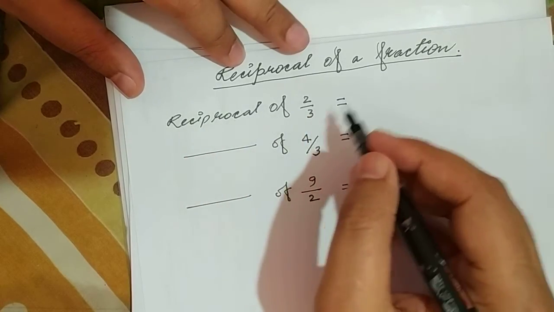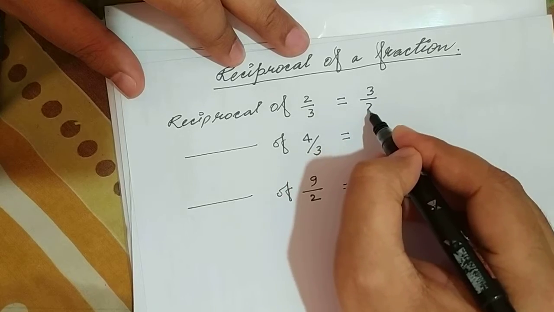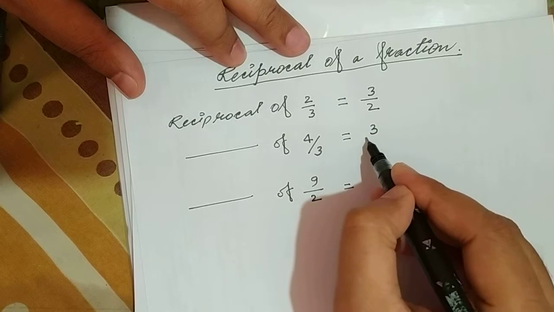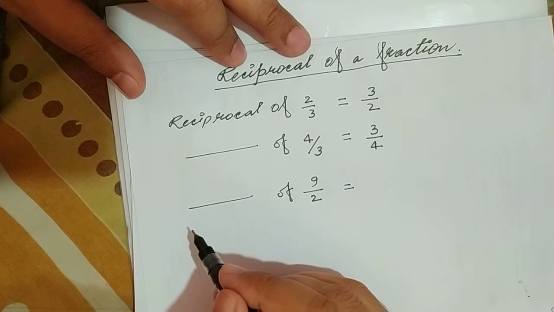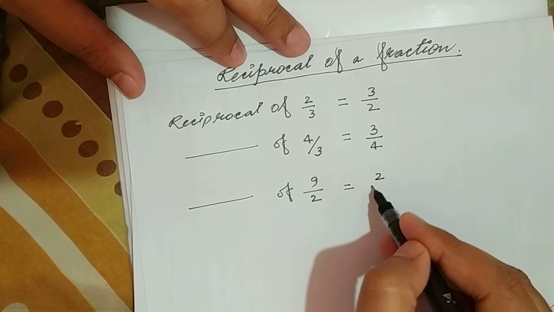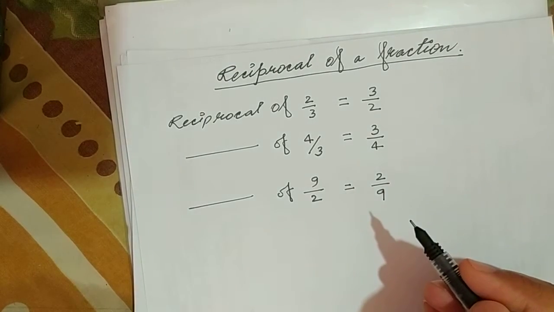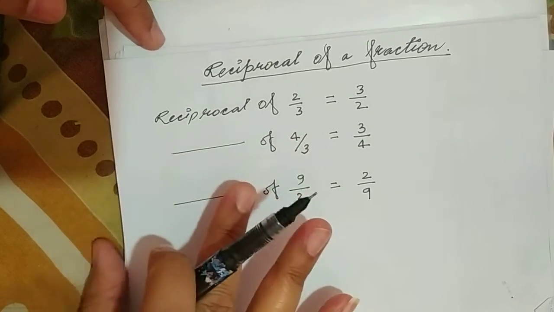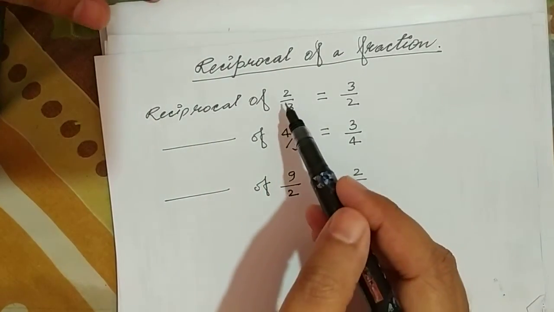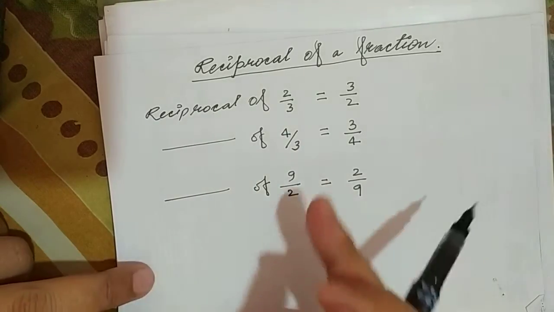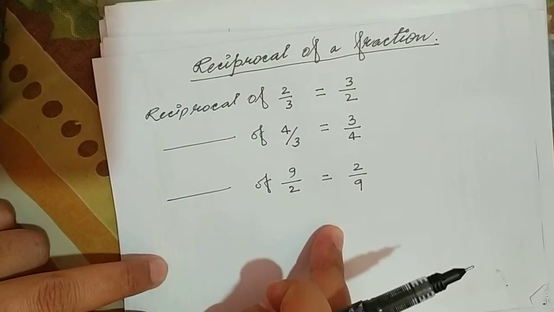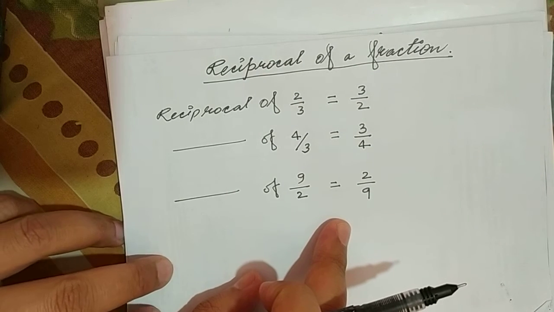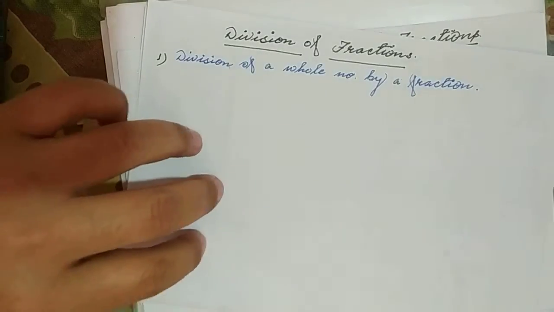So reciprocal of 2/3 will be 3/2. Reciprocal of 4/3 will be 3/4. So reciprocal will be 2/9. So to write the reciprocal, simply we have to interchange its numerator and denominator. Simply. This one is very useful when we'll perform the division of fractions. So let's start that one.